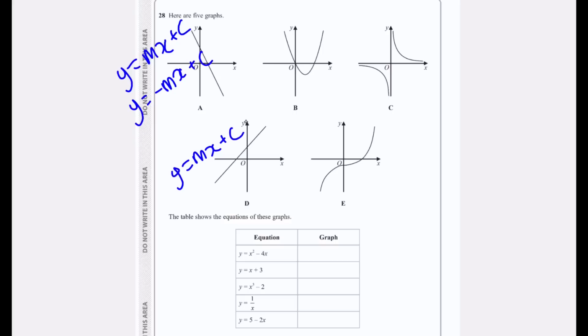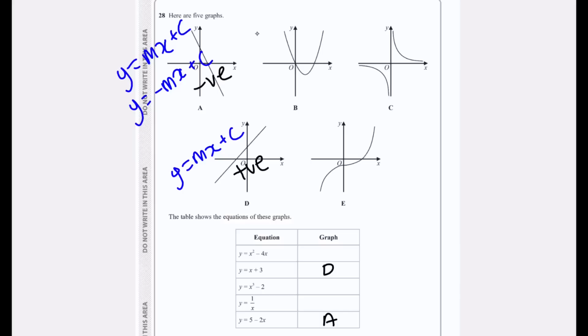So let's have a look. Where are the straight line graphs? So y equals x plus 3. It's got a positive gradient. That must be D. Positive, negative. And 5 minus 2x, that's a negative gradient. That must be A.